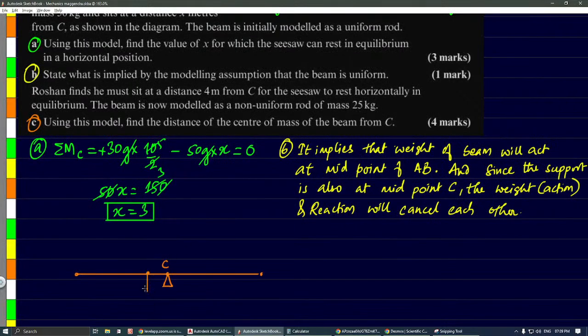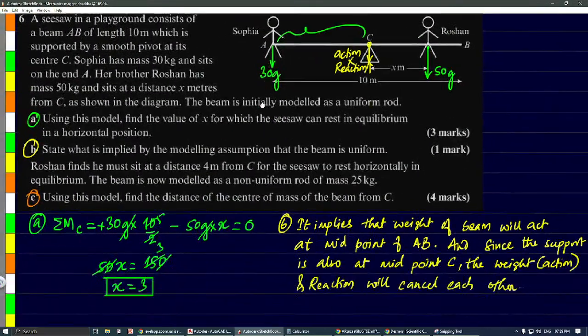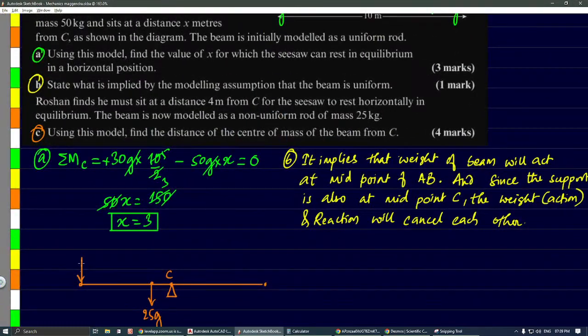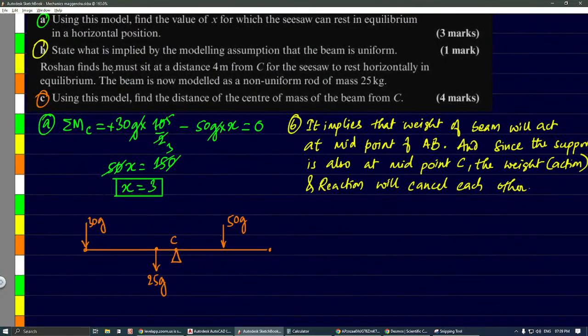So let us say the weight is acting here. 25 kg means 25 g. And then the two other weights will be the same, 30 g and 50 g. 30 g will be here, 50 g will be here. And he's telling 4 meters from C. 4 meters from C means he has to sit 4 meters from C for this to be in equilibrium.